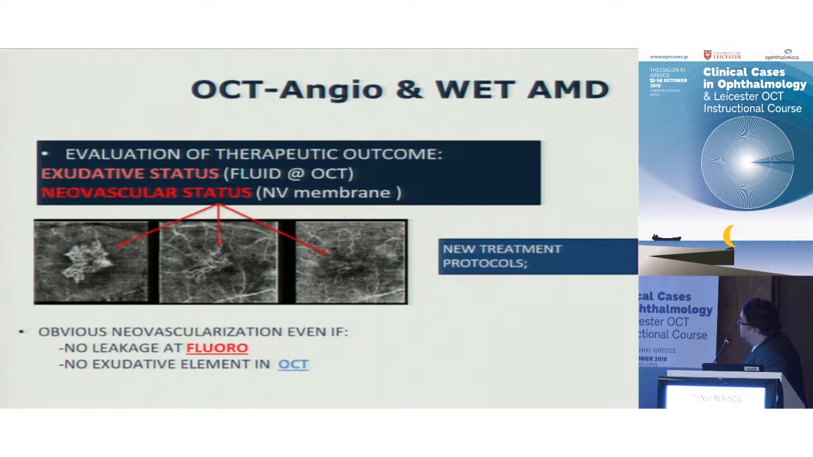And why is that? Because up to today, we could see the exudative status of the disease when there is fluid in the OCT. That doesn't mean that the disease was not active. Today, we can check the neovascular status. We can actually see this membrane. We can see how it responds to treatment, if it's getting better, even if there is no fluid in the OCT. And this can lead us to new treatment protocols.